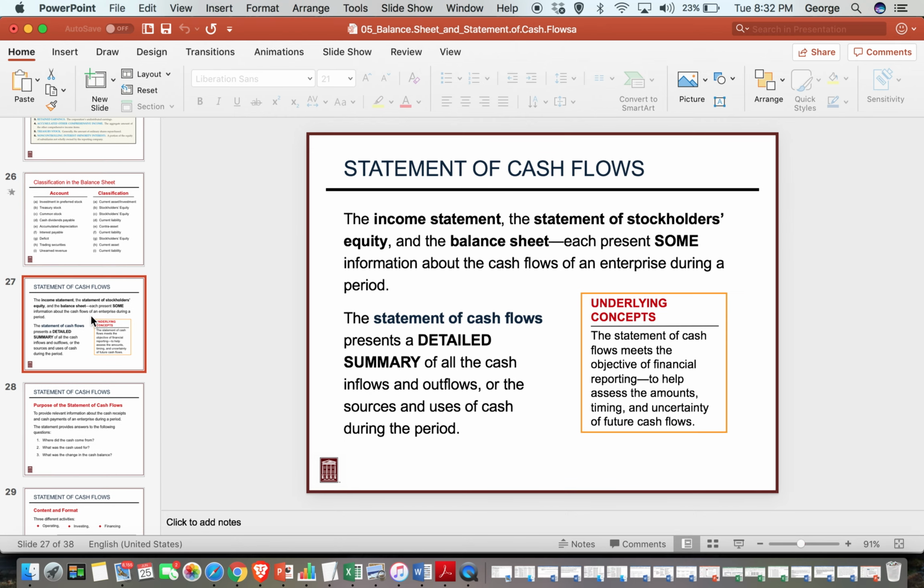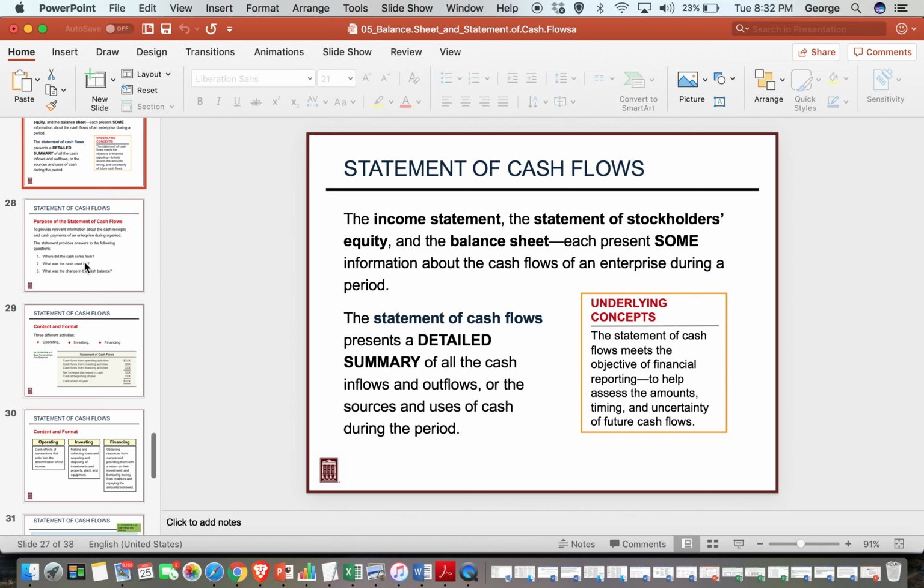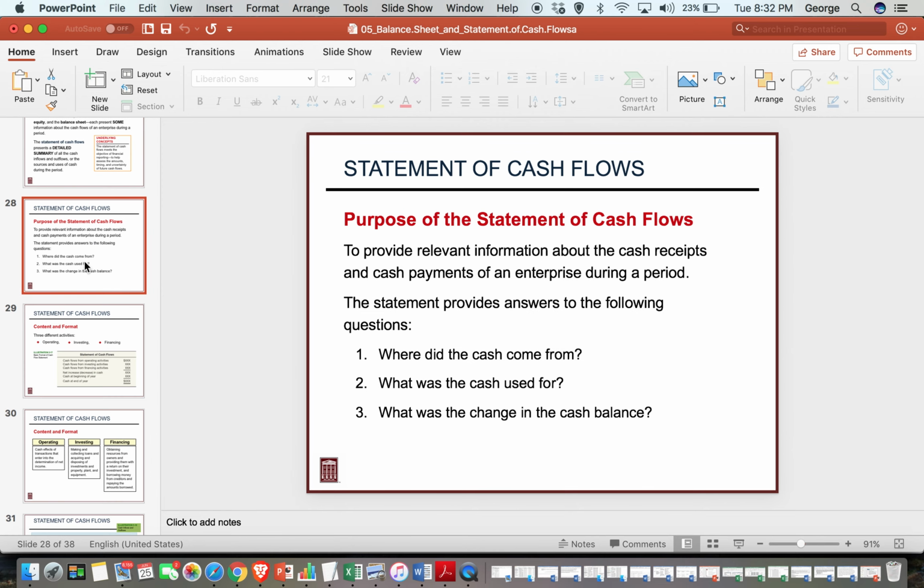Let's go to the statement of cash flows. So we have the income statement, statement of stockholders' equity, retained earnings statement, and balance sheet. The balance sheet will show some information about cash flows. The statement of cash flows gives us a more detailed summary of our cash flow situation. The purpose of the statement of cash flows is to give us good information about cash receipts and cash payments that we have during the period.